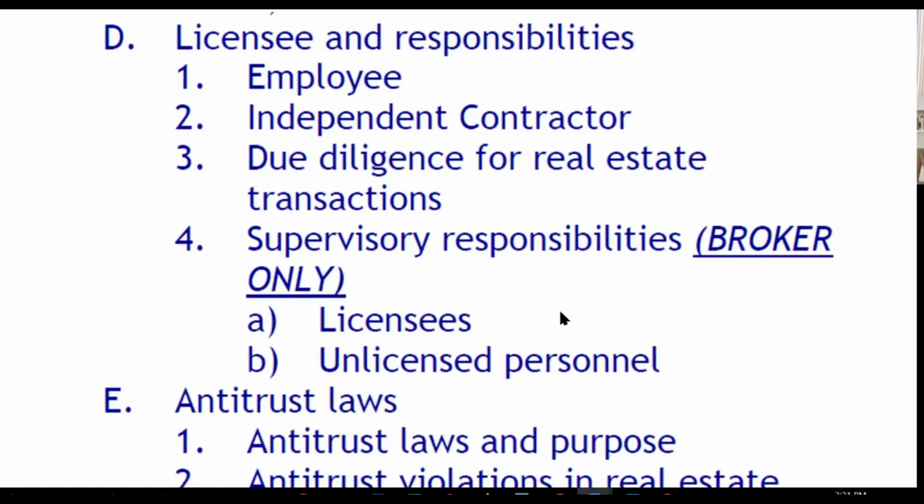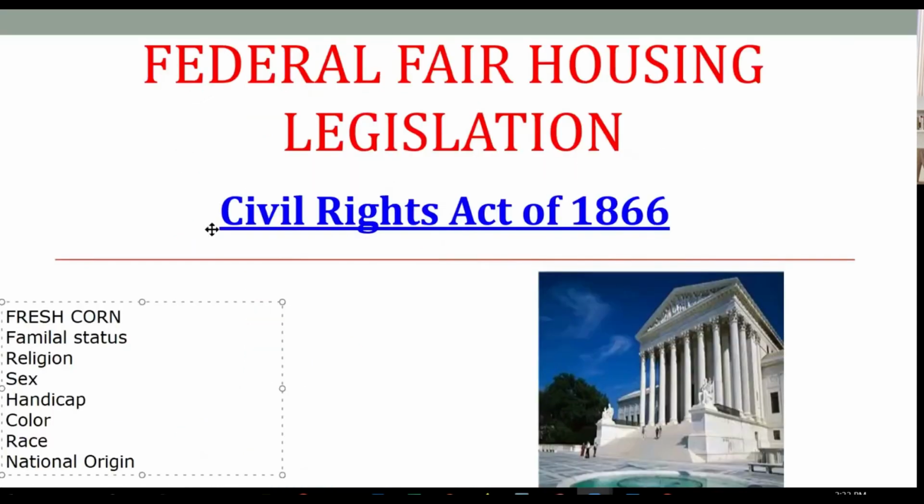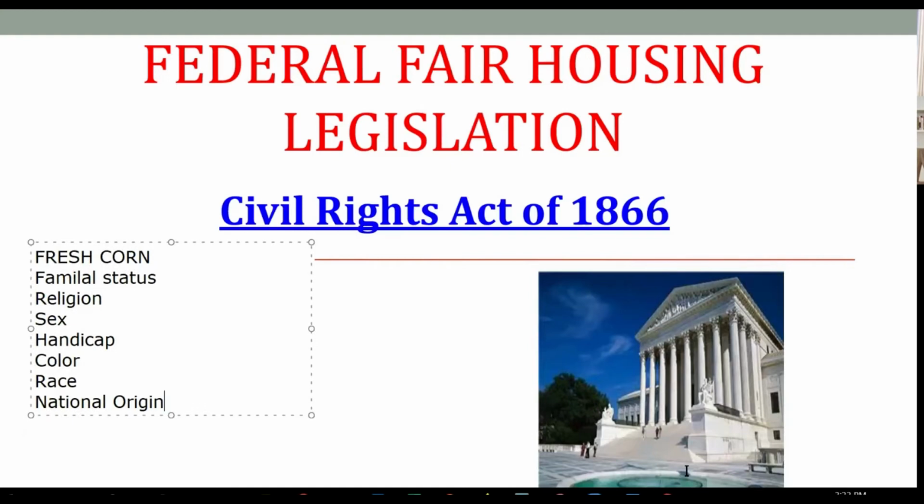So familial status, religion, sex is 3. What is the H? Handicap or disability. 5 color, 6 race, 7 nationality. All right, so those are it. That's something I would do as soon as I got in, I would write "fresh corn."